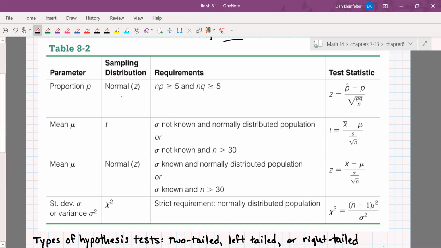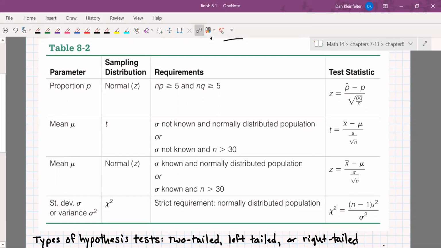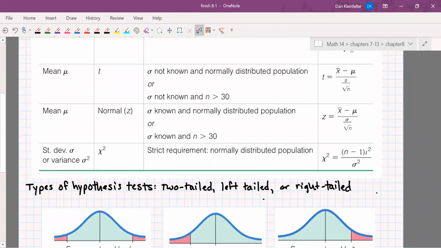For proportions, you're using a normal distribution, and the test statistic is p hat minus p over the square root of pq over n, where the p is the hypothesized value from the null hypothesis. For the mean, there were two different distributions depending on whether or not we knew sigma. If you know sigma, you're going to use the z. If you don't know sigma, you're going to use s in place of sigma, and so you'll be using the t distribution. For tests of the standard deviation or variance, we'll be using the chi-squared distribution, and its test statistic is shown here to the right.